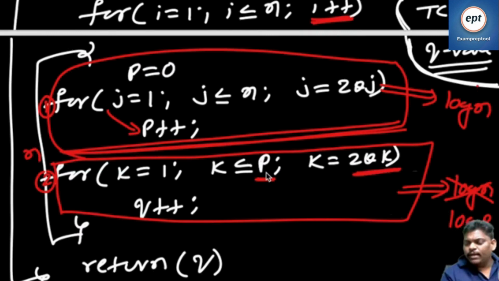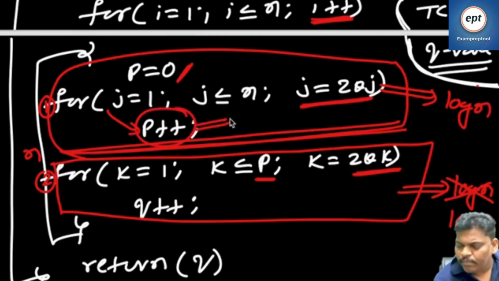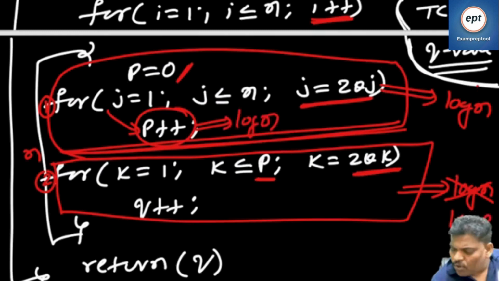Can you help me now? What is the p value? The p value is initially 0. Every time, see this one, j = 2 * j, this goes on log n times. So the p value becomes log n. So finally, this is going to be log p, where p is log n, so log of log n.